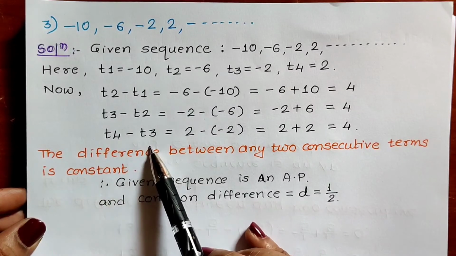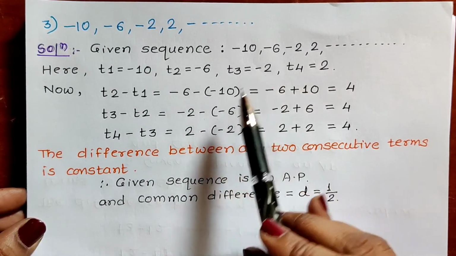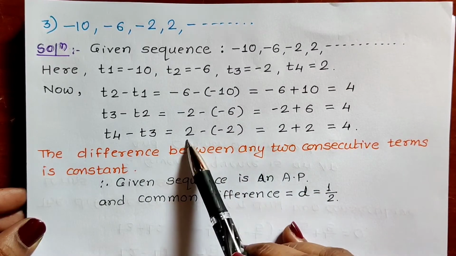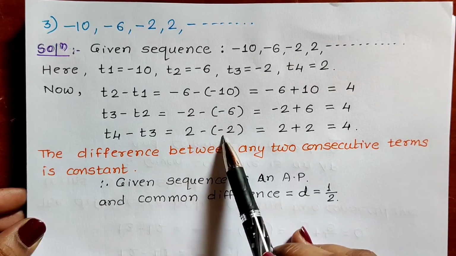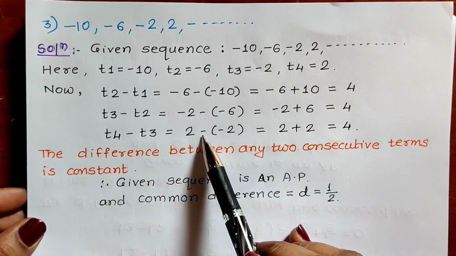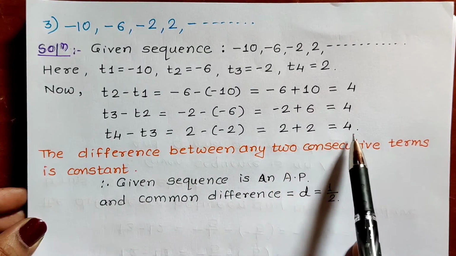Then T4 minus T3. T4 is 2. T3 is minus 2. So 2 minus minus 2. So this 2 is written as it is and minus minus, two signs come close to each other. We have to combine them and make one sign. So minus minus becomes plus 2. 2 plus 2 is 4.